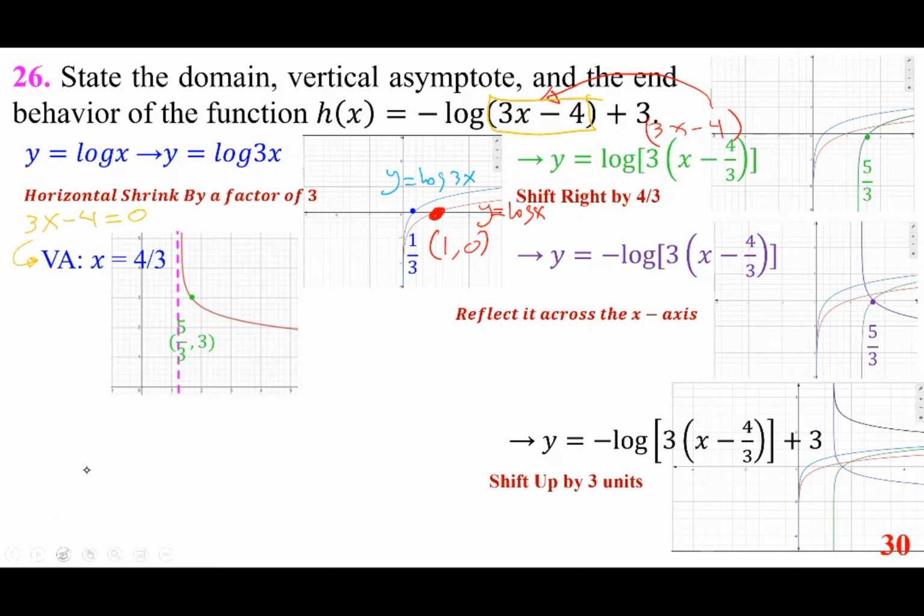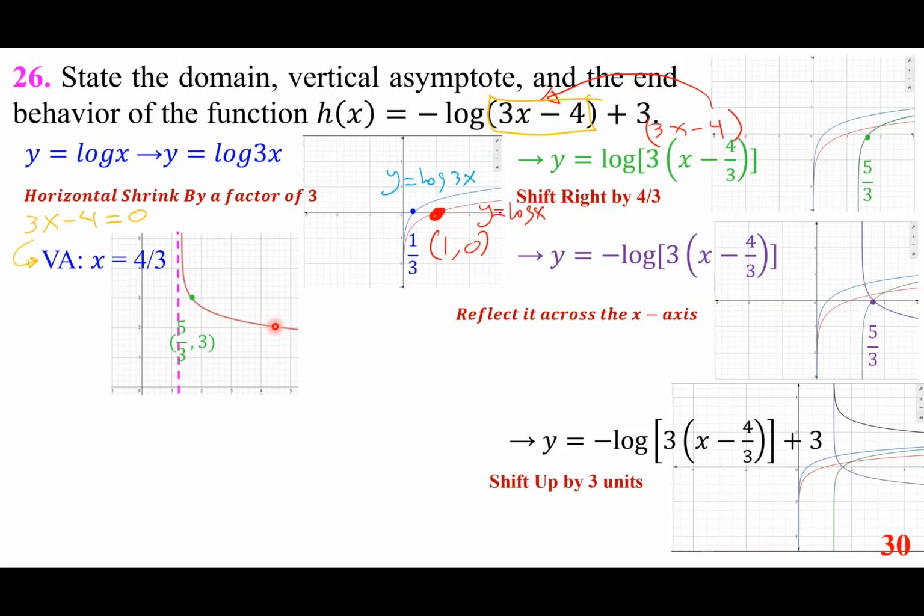And it gives you the vertical asymptote. So we are going to look at the graph and write the information they're asking us. The domain is from 4/3 to infinity. The range is not changing. It's still all real numbers, negative to positive infinity.